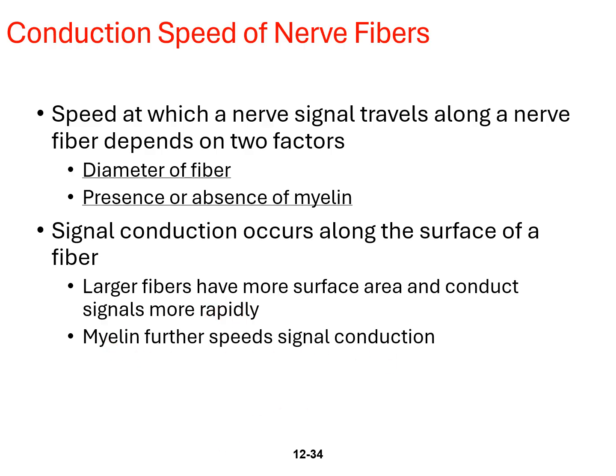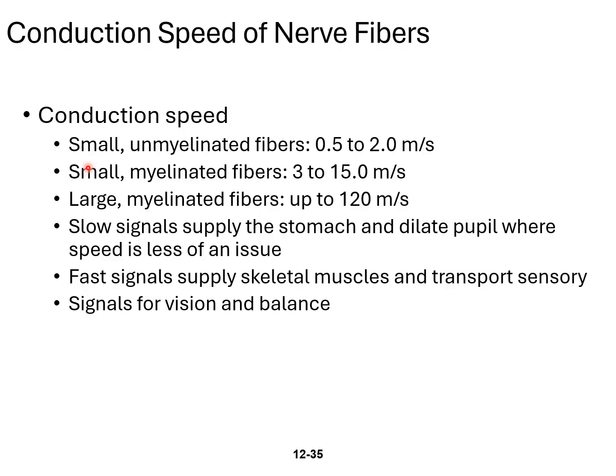So small unmyelinated nerve fibers move at around 1/2 to 2 meters per second. That's still pretty quick. You can have a small myelinated fiber that speeds it up to 2 to 15 meters per second. If it has a large diameter and it's myelinated, up to 120 meters per second.